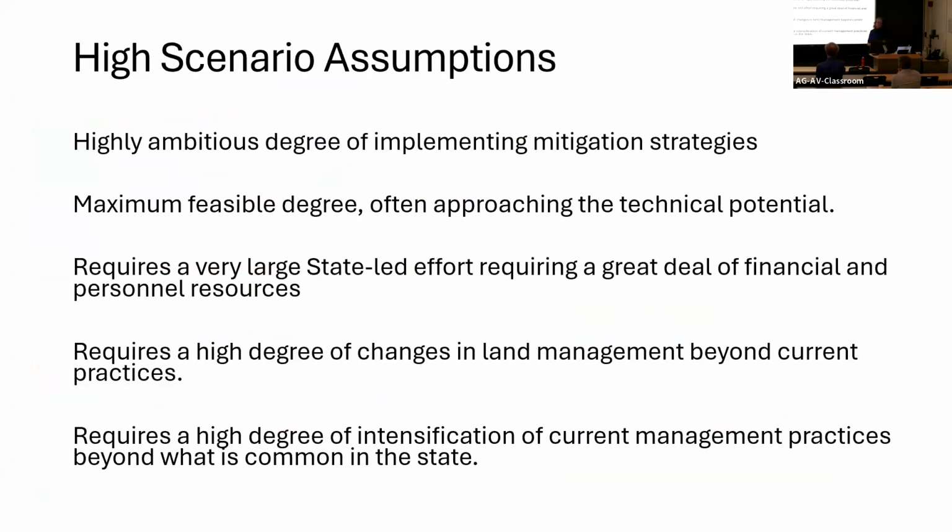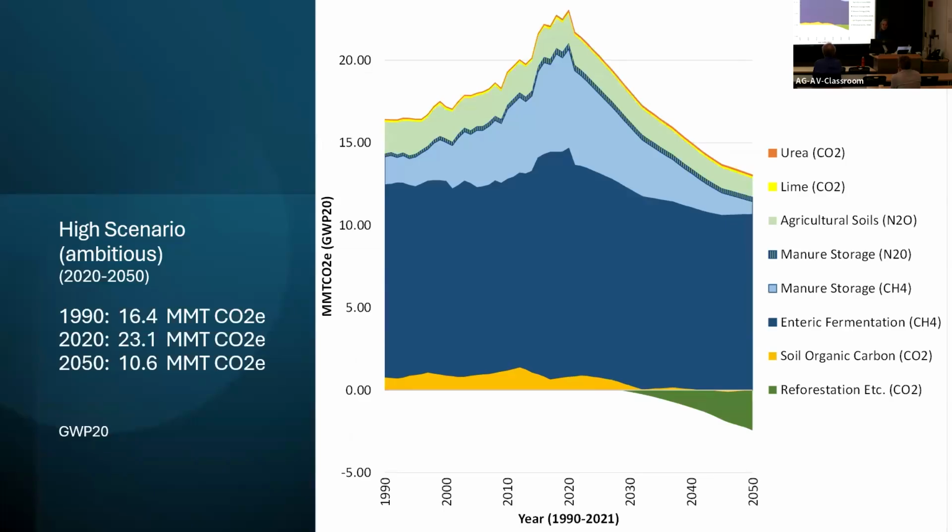In contrast to the business as usual, the high scenario assumption is a highly ambitious degree of implementing mitigation strategies. It often approaches the technical potential. It requires a very large state-led effort, requiring a great deal of financial and personnel resources. It requires a high degree of changes in land management by current practices and requires a high degree of intensification of current management practices beyond what is common in the state. In the high mitigation scenario, we estimate that we would be emitting 10.6 million metric tons in 2050.